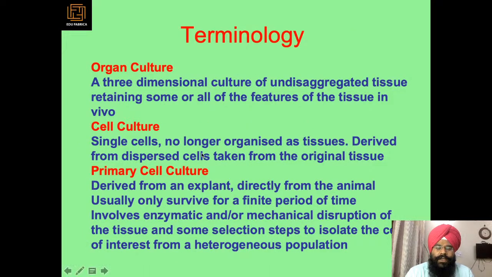There are some cultures that we have to discuss: organ culture, cell culture, primary cell culture. Organ culture is a three-dimensional culture of undisaggregated tissues, retaining some or all of the features of the tissue in vivo. Then comes cell culture, single cells no longer organized as tissue, derived from dispersed cells taken from the original tissue. Primary cell cultures are derived from an explant taken directly from the animal, usually surviving for a finite period of time, and involve enzymatic or mechanical disruption of the tissue.